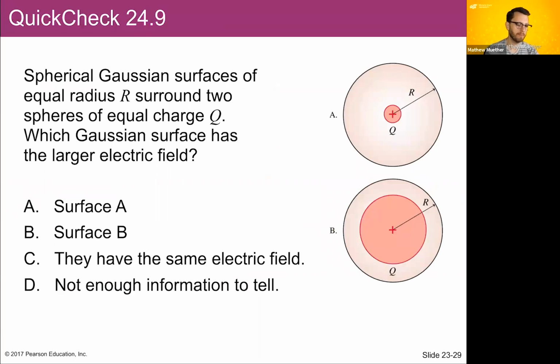What about this one? Now I've picked two Gaussian surfaces that are identical. They're both spherical Gaussian surfaces of radius big R. And I have the same amount of charge inside of both of them. It's just in B that charge is spread out over a larger volume, but it's still completely enclosed inside of my Gaussian surface. Which Gaussian surface has the largest electric field? We're not talking about flux now, we're talking about the magnitude of the electric field. Is the magnitude of the electric field stronger at the Gaussian surface for A or for B? Or are they the same?